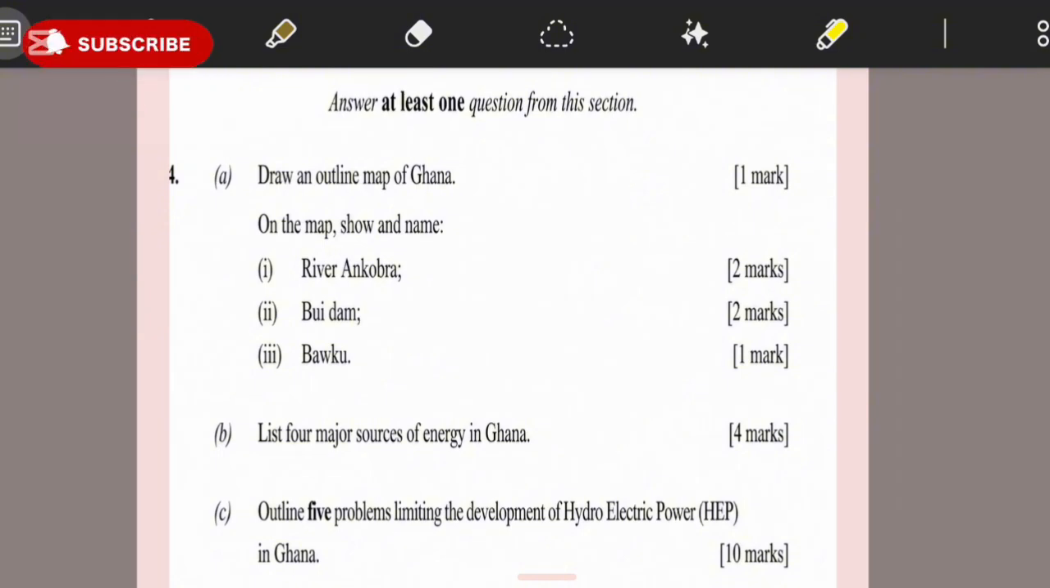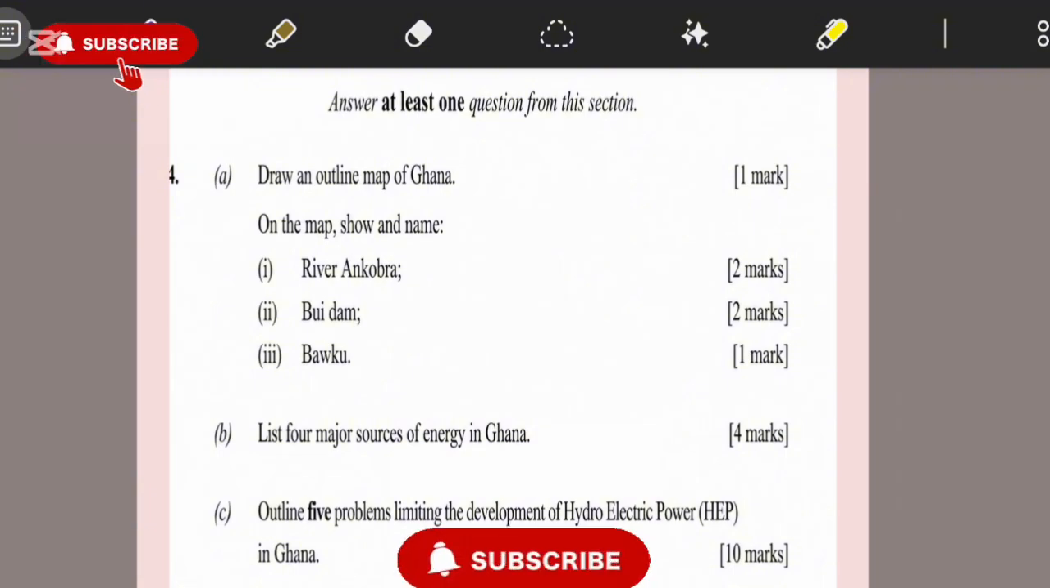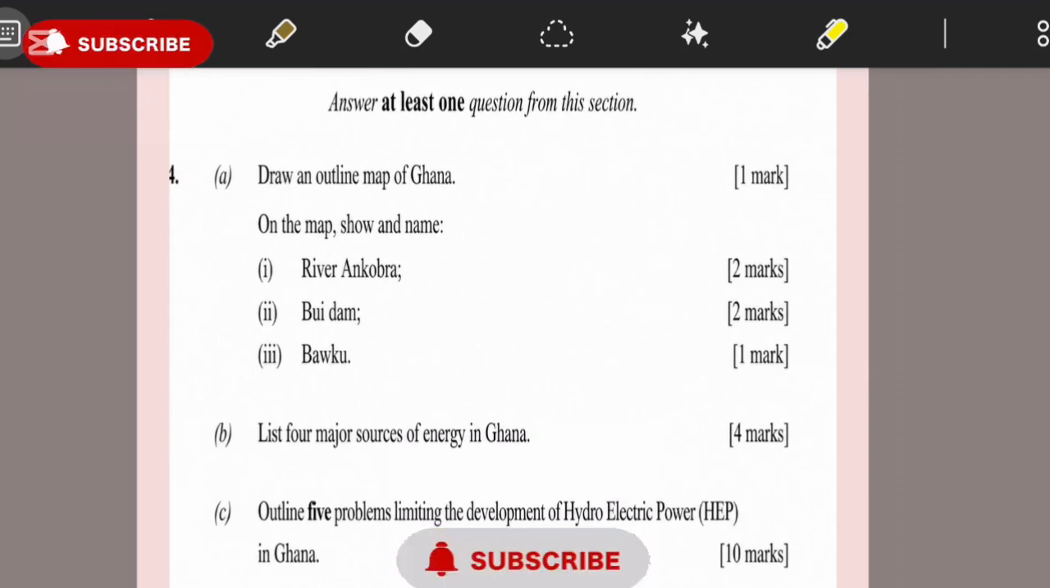And the next one is we should list 4 major sources of energy in Ghana, 1 mark each, making 4. And the last question is outline 5 problems limiting the development of hydroelectric power in Ghana for 10 marks. So if you know what you are doing, we already have an answer to question B. We have 1 answer already. That is the hydroelectric power. It forms part of the major sources of energy in Ghana. So without wasting my time, let's get into it.